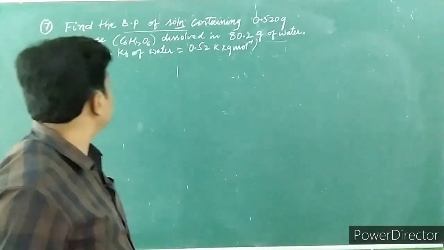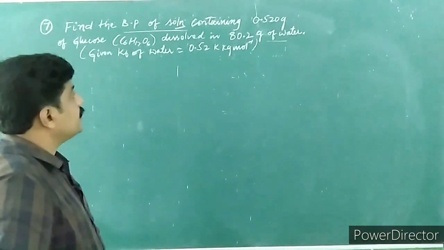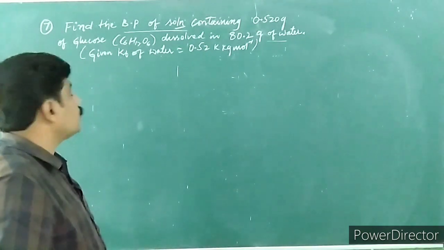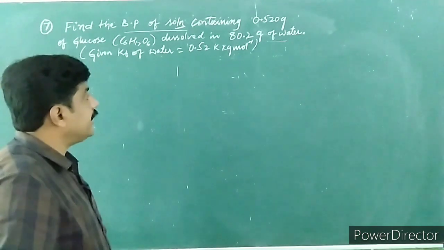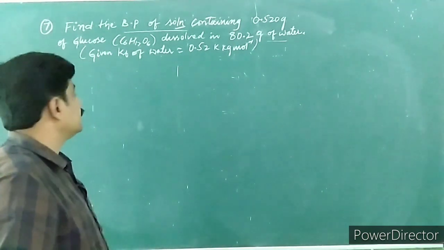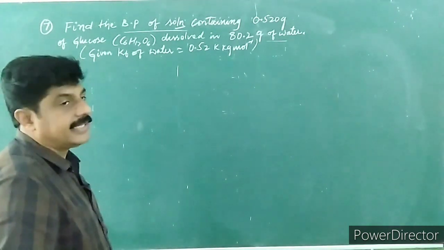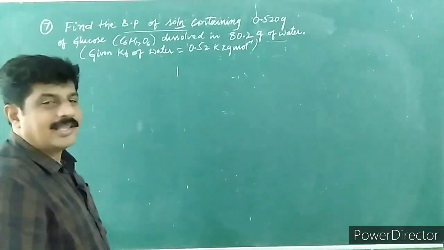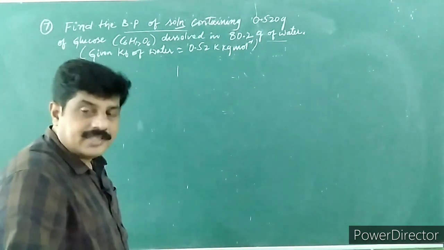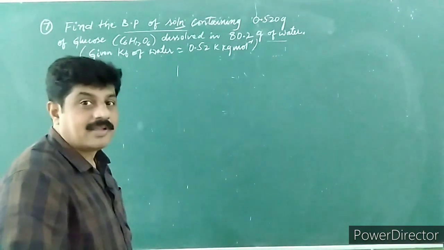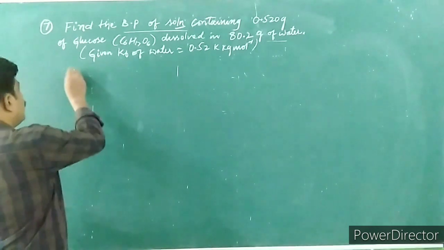Let me go for the next numerical. Find the boiling point of solution containing 0.520 grams of glucose, that is C6H12O6, dissolved in 80.2 grams of water. Given Kb of water is equal to 0.52 Kelvin kg per mole. Very simple numerical again. Children, understand the numerical, then only it is possible for you to solve the numerical. Let me solve this problem.